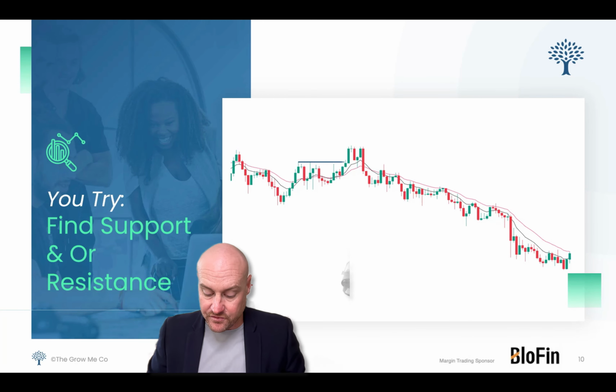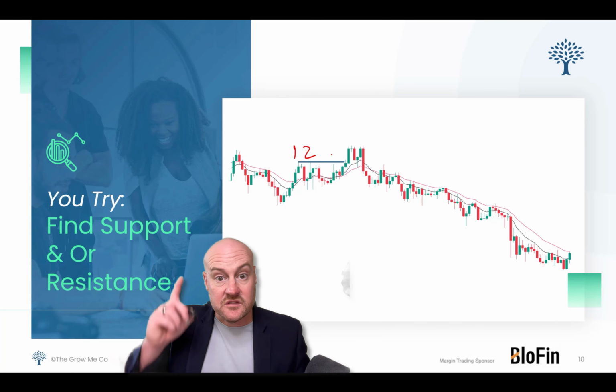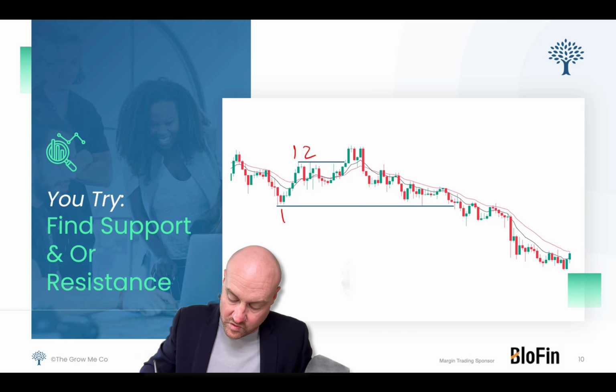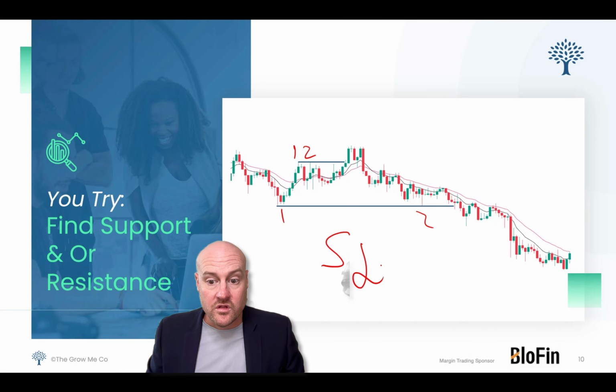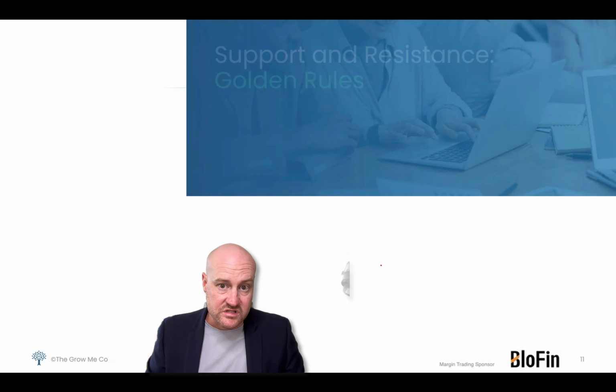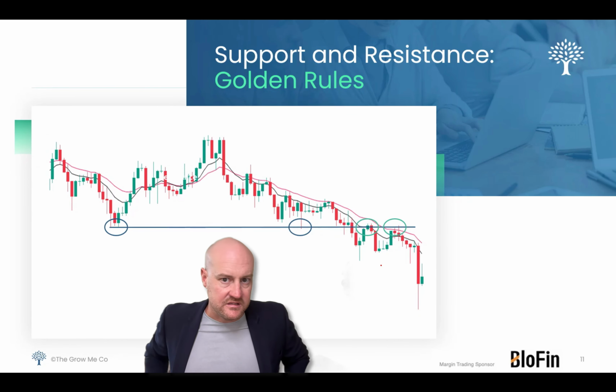Again, another example through here. We got a test of 1, 2, and that is resistance because it is above. We have support, 1, 2. That is support because it is below the price. Support and resistance in theory is very, very simple, and I'll show it to you in practice as well.